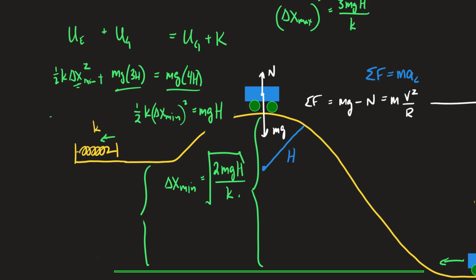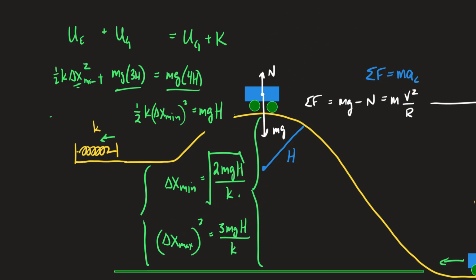All good here? Let's compare it to what we had for the maximum. It is nice to know that if I take the square root here for the maximum, the number I have here is bigger, right? 3 mgh over k versus 2 mgh over k. But that's a pretty narrow range, isn't it?